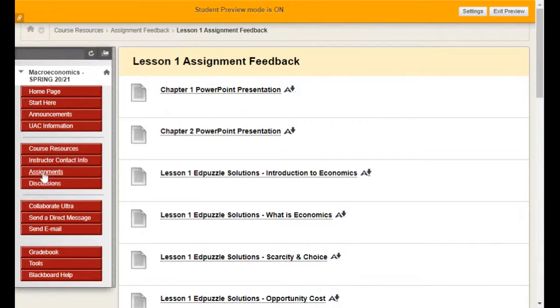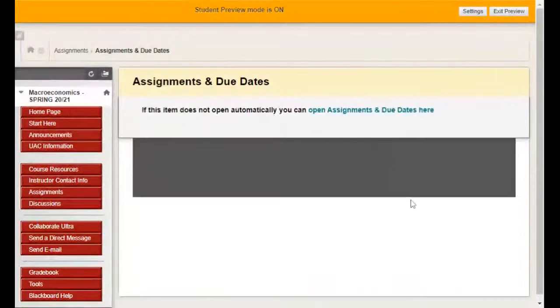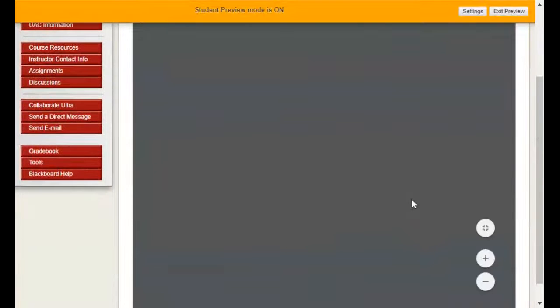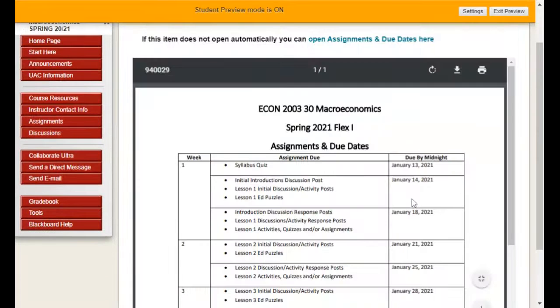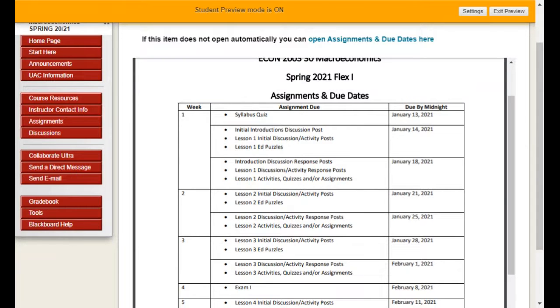Also, I encourage you to look at your assignment and due dates. Be very familiar with these, because some of you did your Ed puzzle after the due date. It shows that you did it. It shows that you got a score, but it was done after the due date. So in the grade book, you're going to see a 0 for that.